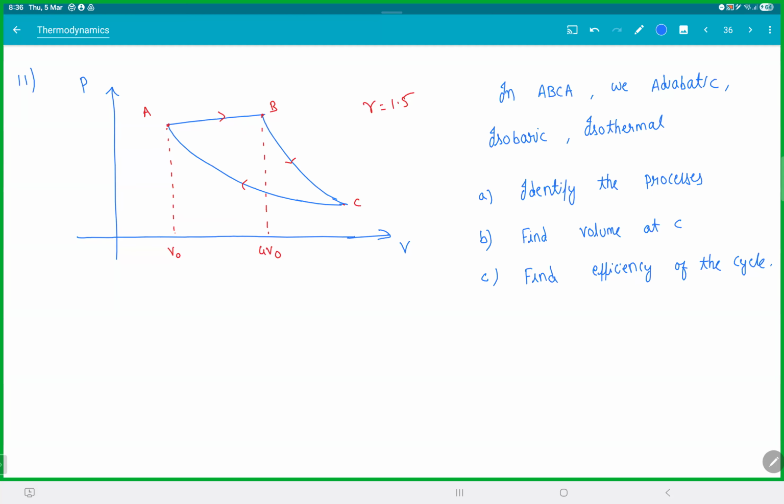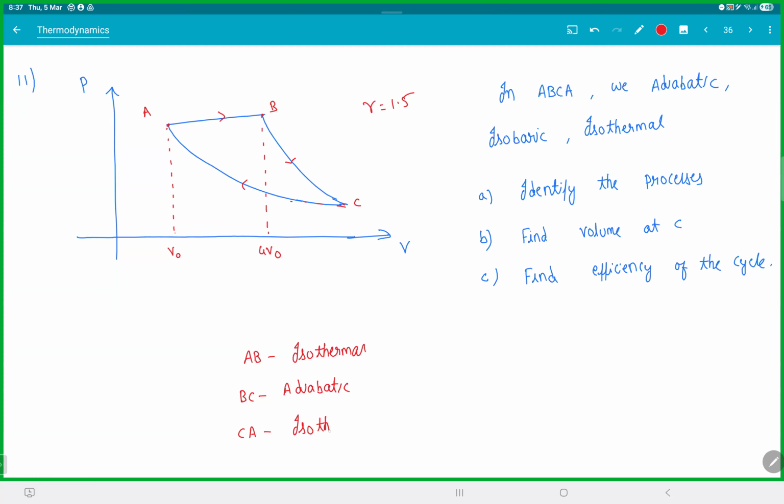Did you guys get the volume? Without volume, you won't get efficiency. So I hope everyone figured out the processes. AB is isobaric. That was the most obvious one. So BC and AC, which one is isothermal and which one is adiabatic? Last class I taught you this. Whoever has more slope: if you see AC's slope is this and BC's slope is this, the one with the steeper slope will be adiabatic. So BC is adiabatic and CA is isothermal.